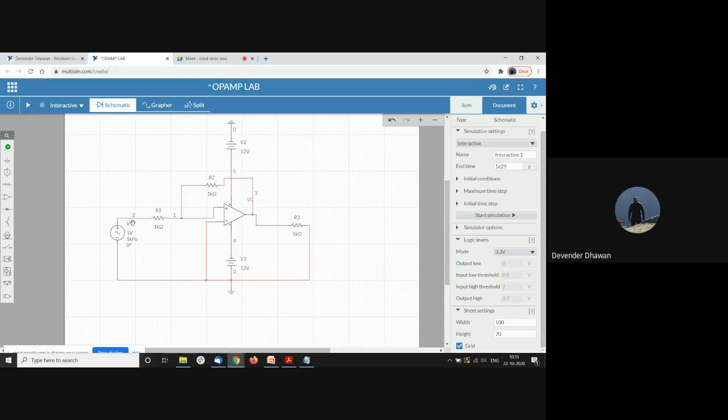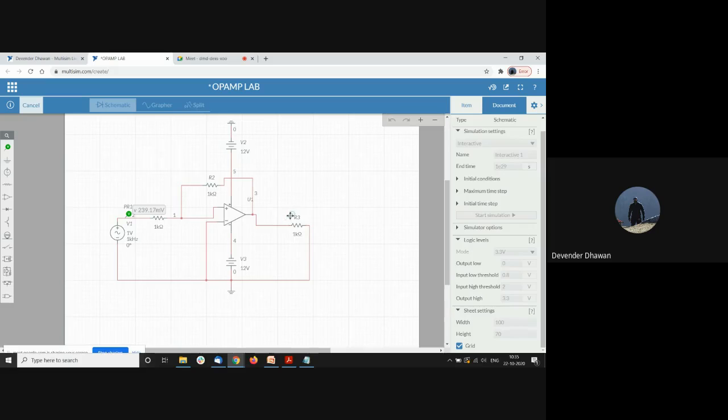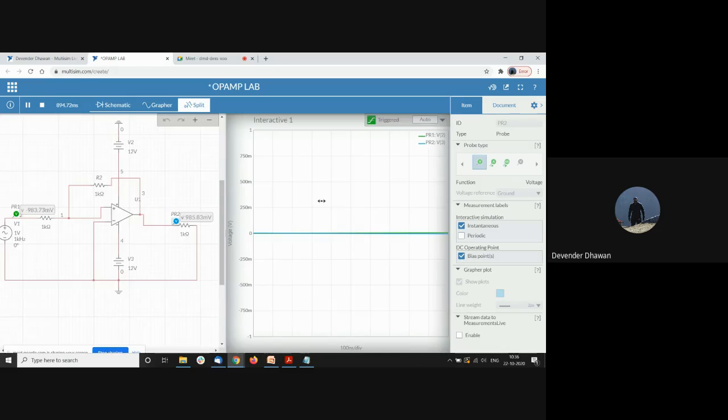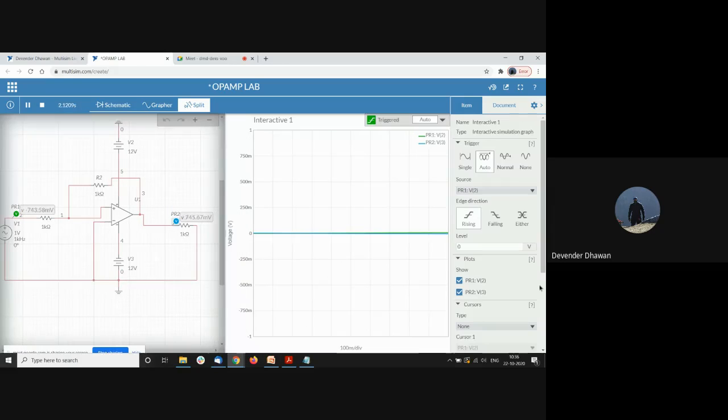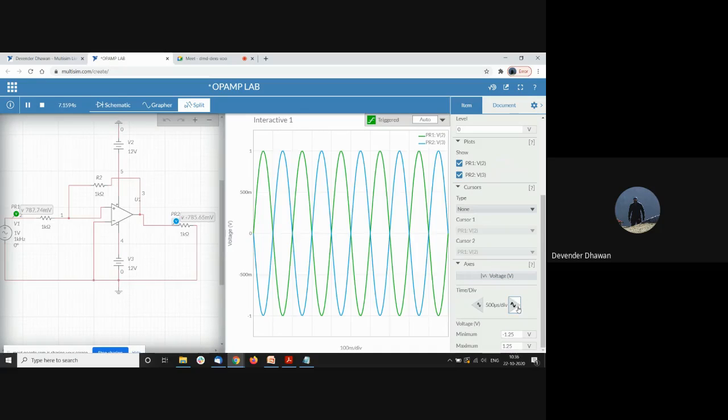Okay, so this is how it should look. Let us just run this. Oh, sorry, I forgot to add probes. So one probe at the input, then another here at the output. So let us just now run this and watch our graph. Okay, so let us just fit it on the graph. Okay, so this one again is getting inverted.